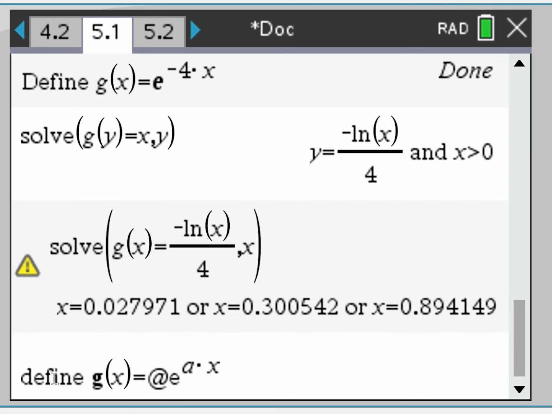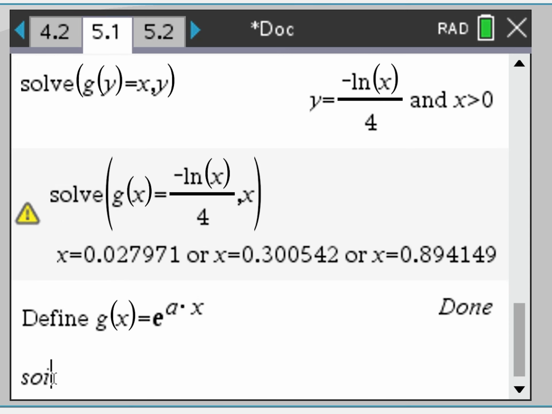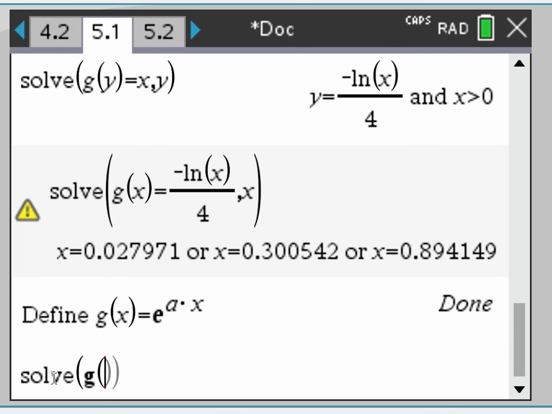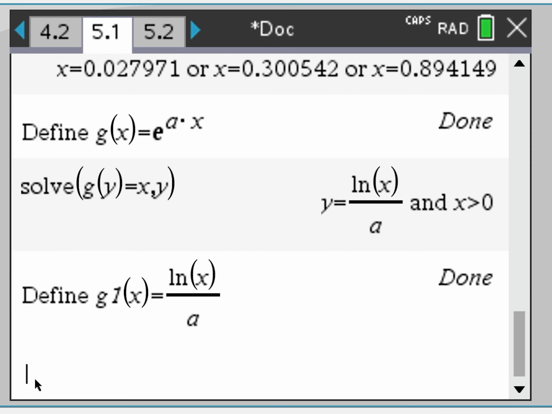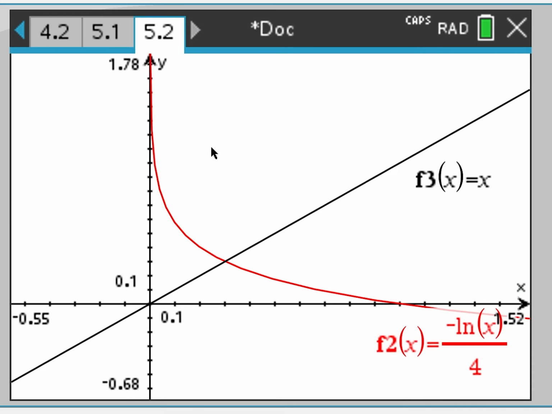Let me just quickly check. Yes, okay. So now if I were to solve for the inverse, menu 3.1, g of y equals x, comma y. So this is the inverse of g in terms of a. So I'm going to define g1 of x, which is the inverse, as equal to this. Okay? So now we have g and g inverse. So now let us plot this.